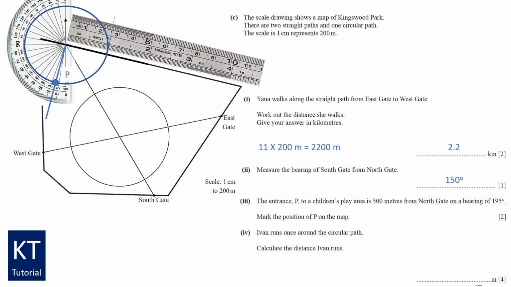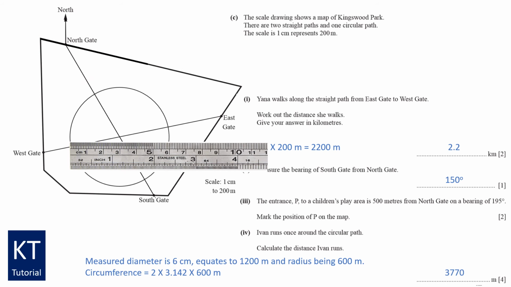Next, Ivan runs once around the circular path. Calculate the distance Ivan runs. With the measured diameter being 6 centimeters, this equates to the diameter being 1,200 meters. This implies that the radius is 600 meters and its circumference can be calculated by the formula 2πr with the radius being 600 meters.